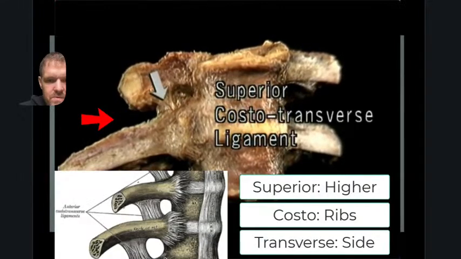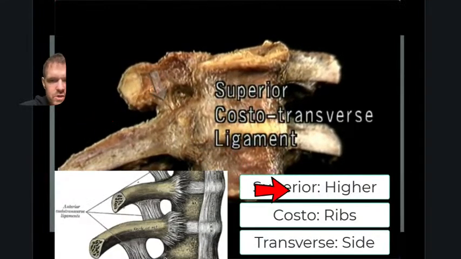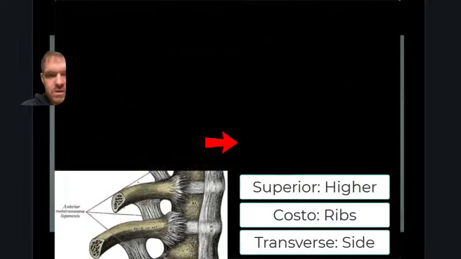Okay, and if I just pause that there. So we've got superior, higher, okay, costo, ribs, transverse, side, okay. So it will go from the rib below up onto the transverse process of the one above, and to the side, okay. So yeah, those are your two ligaments that are around the attachment point for the ribs.